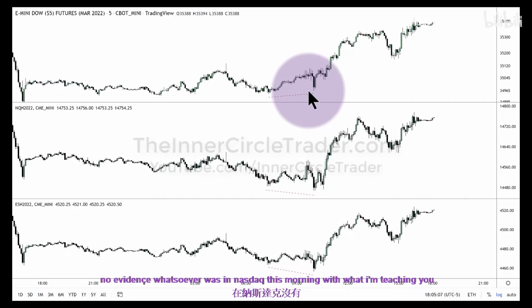No evidence whatsoever was in NASDAQ this morning with what I'm teaching you. But it was. Listen, it was in the S&P. And no, I don't trade the Dow, but I utilize it like an indicator. It's not plastered all over my chart. I'm referring to it because I have multiple monitors. I'm looking at my screens.